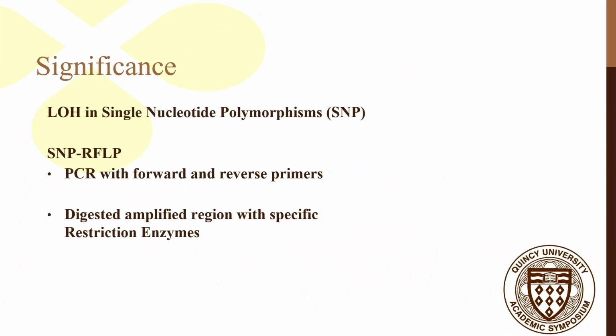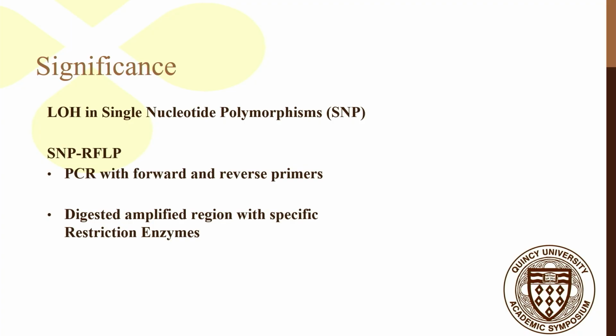We were studying loss of heterozygosity in single nucleotide polymorphisms, or SNPs. These are a 1 nucleotide difference within the same region. Our DNA is made up of a sequence of letters, A, C, G, and T, which are nucleotides, and a SNP is a 1-letter difference in these regions.